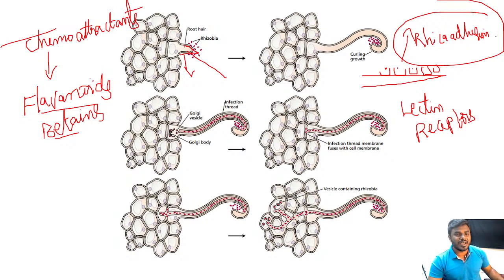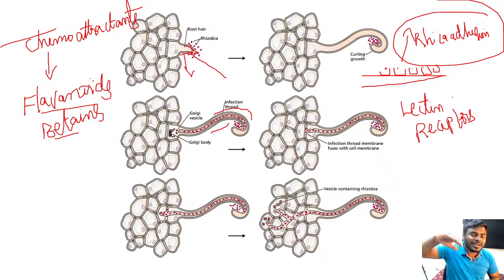Now you can ask me very clearly: sir, the bacteria associated with the receptor, that's fine, but how does the bacteria enter inside? My friends, all of you listen to me very carefully. You can see the picture. The bacteria cause curling of the root hair. Now you can ask me, sir, why does it cause curling? It is causing the curling to enter inside. You can see, friends, beautifully it is entering.